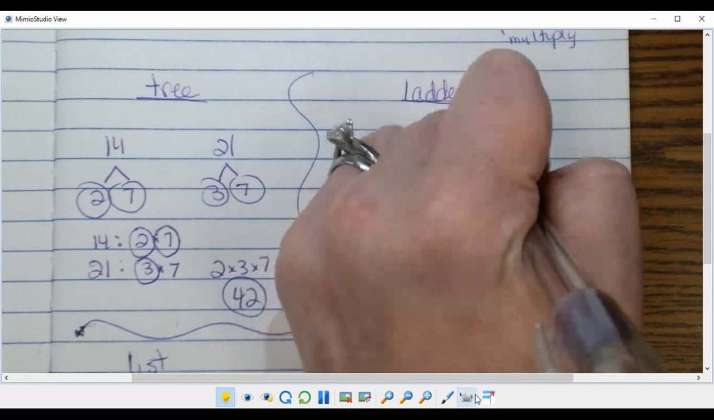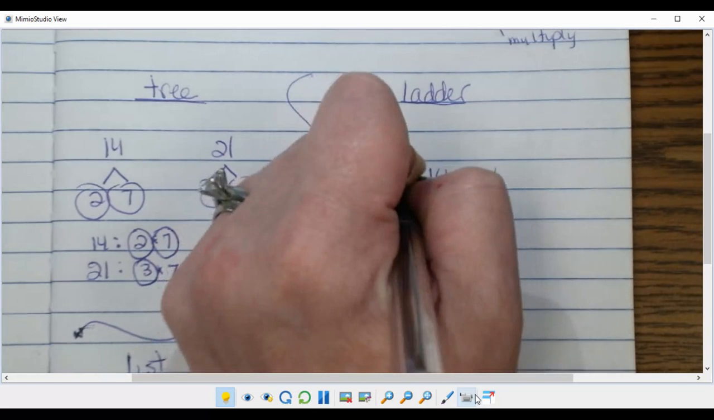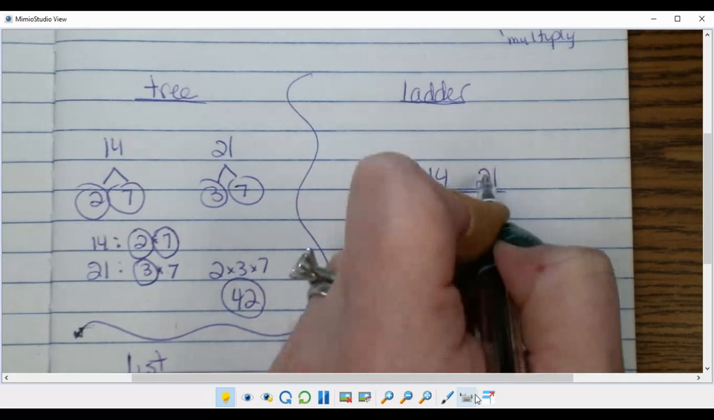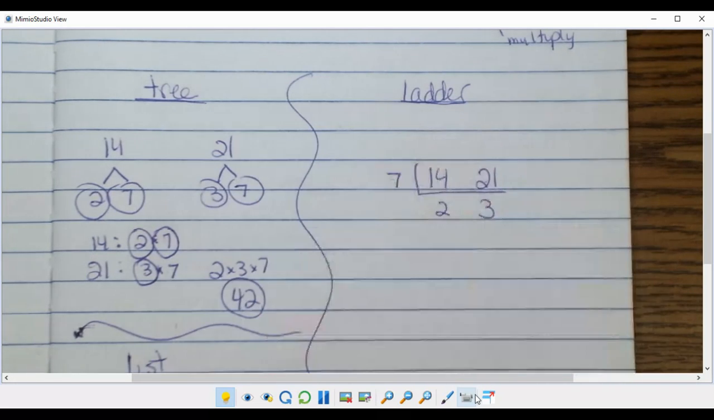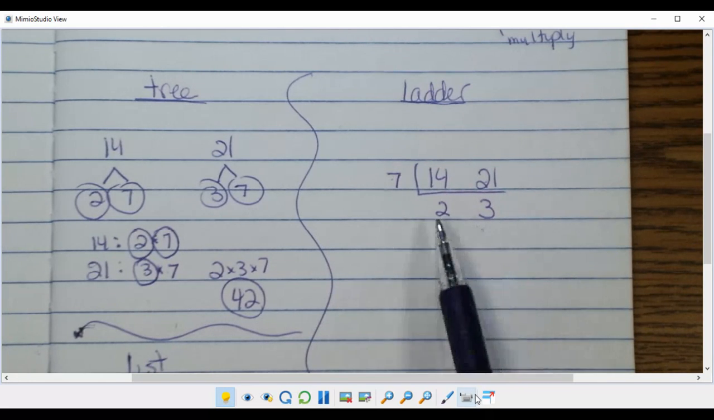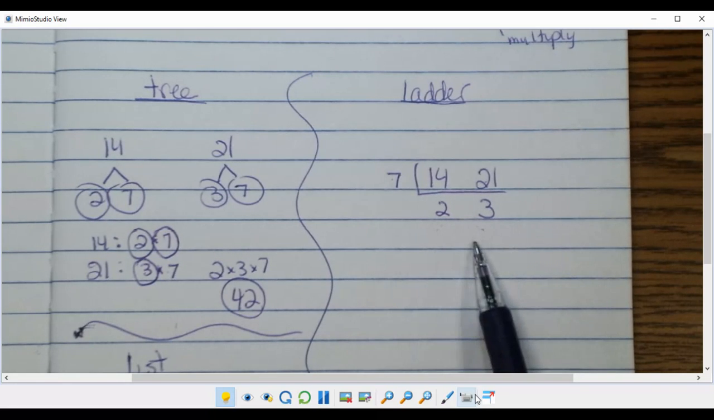14 and 21 side by side with that little stair step thing. I don't even know what to call it. We need a number that will divide into both 14 and 21. 7. 14 divided by 7 is 2. 21 divided by 7 is 3. Is there anything left in common between 2 and 3? No, just a 1, which we're not going to do because it doesn't change anything for me. We would just get a 1 and 2 and 3 again.